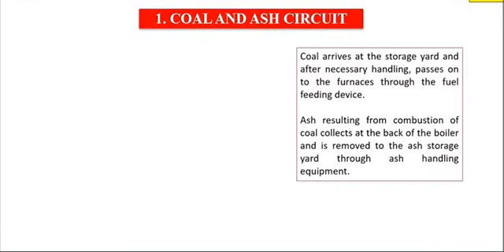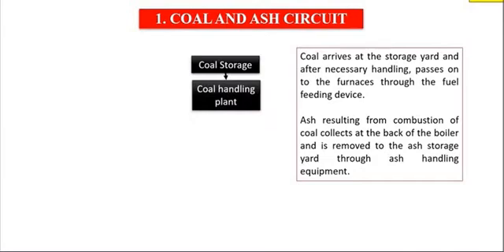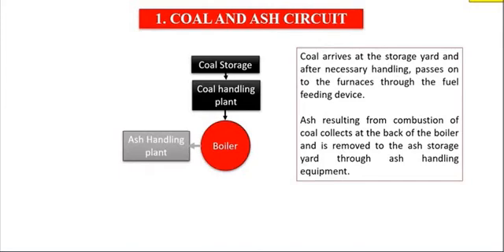The first circuit is the coal and ash circuit. Coal arrives at the storage yard and after necessary handling passes on to the furnaces through the fuel feeding device. Ash resulting from the combustion of coal collects at the back of the boiler and is removed to the ash storage yard through ash handling equipment.